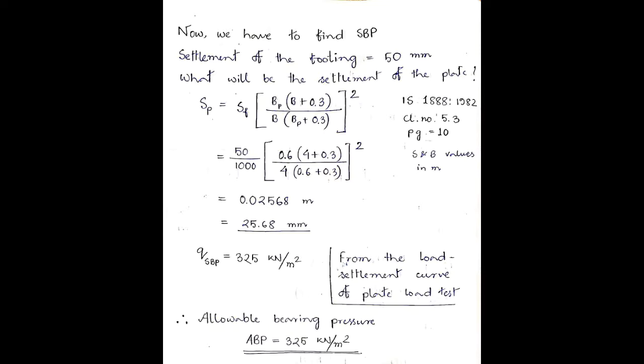Finally, the smaller value of safe bearing capacity and safe bearing pressure will be our allowable bearing capacity or allowable bearing pressure.